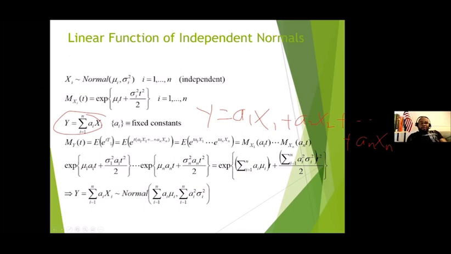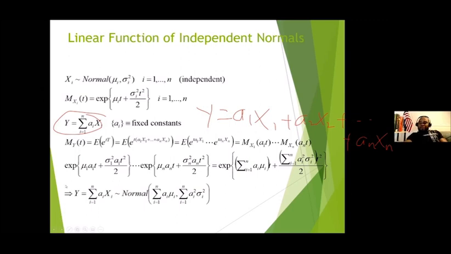Don't forget, y is actually the sum. And according to the law of the moment generating function, the moment generating function of the sum will be the product of the respective moment generating functions. Since I know this is the moment generating function for xi, this is going to be the moment generating function for x1. I'm also going to get the moment generating function for x2, x3, and this one here is the moment generating function of xn. So what am I doing here? I'm multiplying all of that together.